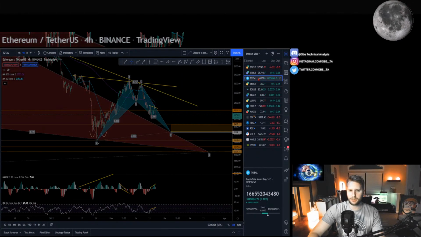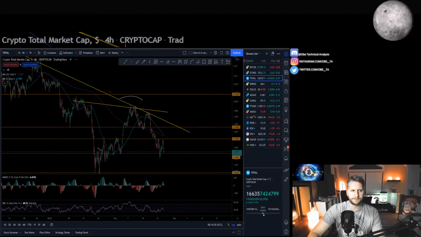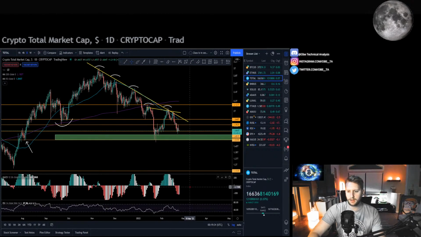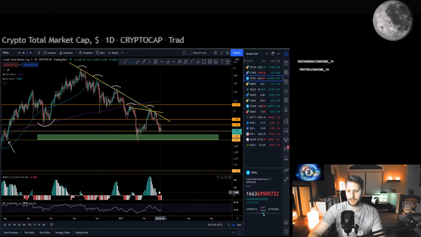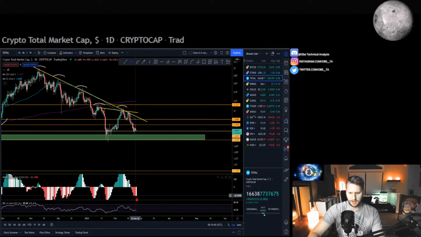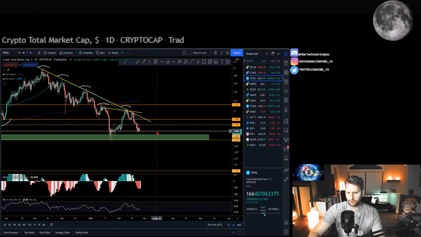Cool. Let's take a look at the total market cap. Same kind of thing. The market overall on the daily had that hidden bearish divergence continuing to develop. Actually, today, starting to try and wane back towards the upside a little.